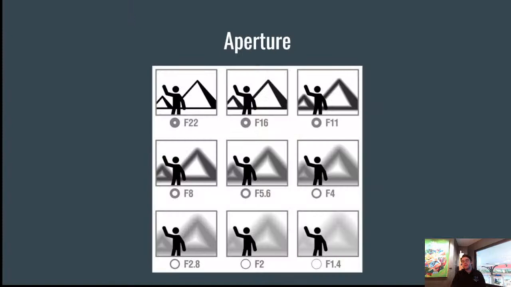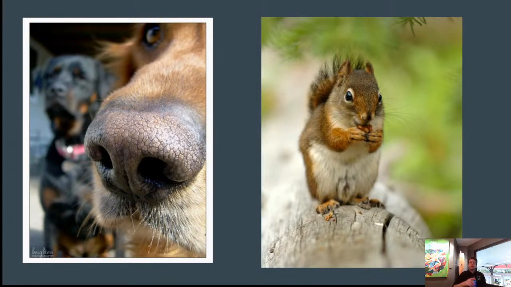This I would probably put towards maybe an F2 or an F2.8, where yes, we don't necessarily know what the background is, but we can make it out in most case scenarios. So it's definitely not a 1.4 or a 1.2.